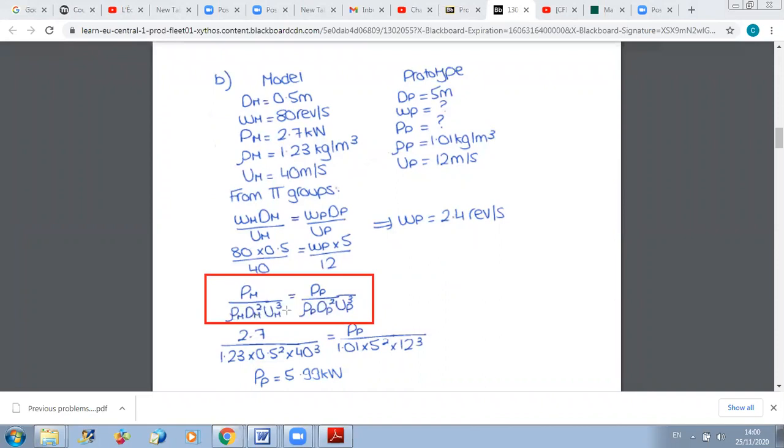So all I have to do now is to put P model over rho model d model squared times u model cubed, equal to the pi group of the prototype. And I replace my variables. The only unknown is P of prototype. And as I told you, since P model is given in kilowatt, then your result for the prototype will also be in kilowatt.